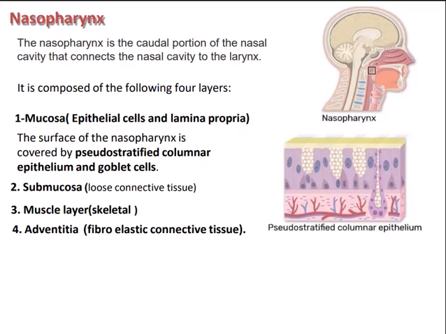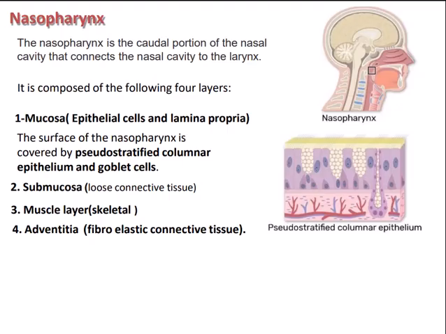Nasopharynx. The nasopharynx is the upper part of the pharynx. It connects the nasal cavity to the lower airway, the larynx. Layers of the nasopharynx: just like other respiratory parts, it has four layers. Mucosa, this is the inner lining. It has epithelium, like the others.